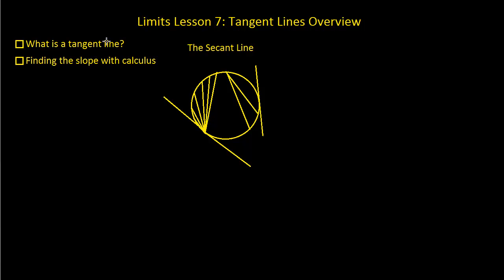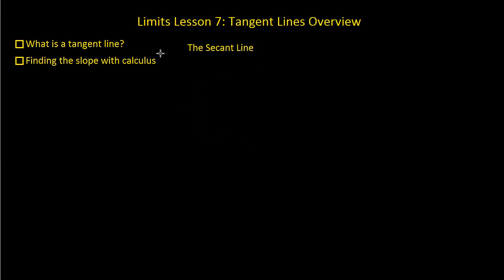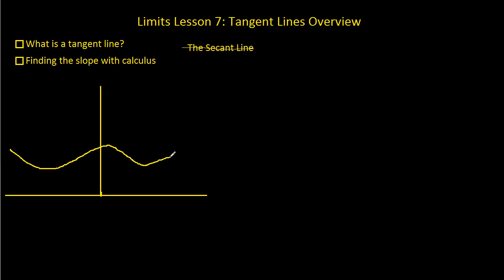I'm not going to check this what is a tangent line box yet, because although we know what it is in a circle, we have to go and see what it looks like in a curve. So I'll clean this up, get rid of this. So we know what the secant line is. We can cross it out. Now, let's go ahead and draw ourselves a curve. Okay, that's good. Now, we'll go with the generic squiggly curve again.